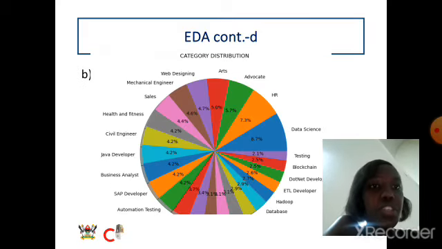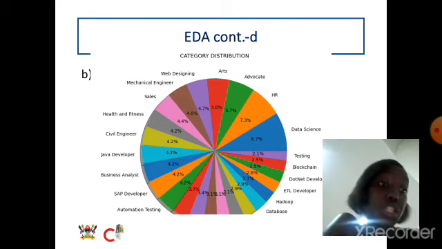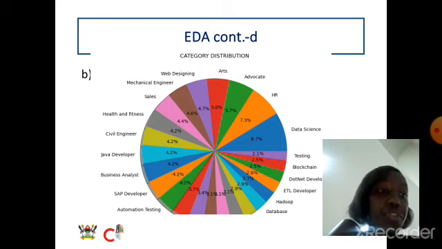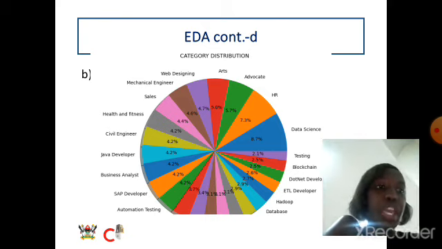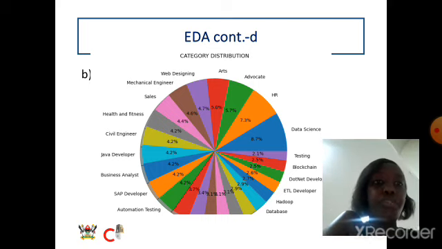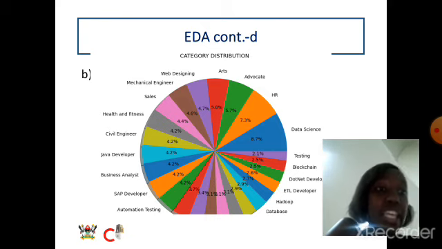We also have a pie chart, and the pie chart is showing the category distribution, the different categories people will be applying for, like advocate, HR, the human resource, data science, testing, blockchain, all that. So different things.